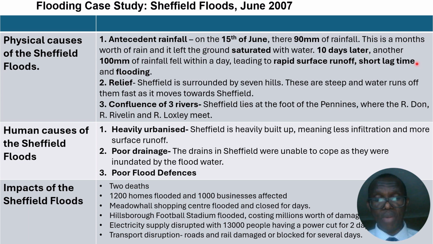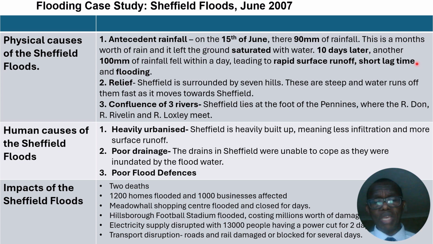Then moving on to the human causes here, Sheffield is obviously heavily urbanized, and because of that, there is less infiltration due to the concrete surfaces and the tarmac surfaces. The drainage around Sheffield was actually not sufficient to cope with the amounts of water that fell in the year 2007. And then we are also talking about poor flood defenses in this particular area, which were one of the contributing factors to the flooding.